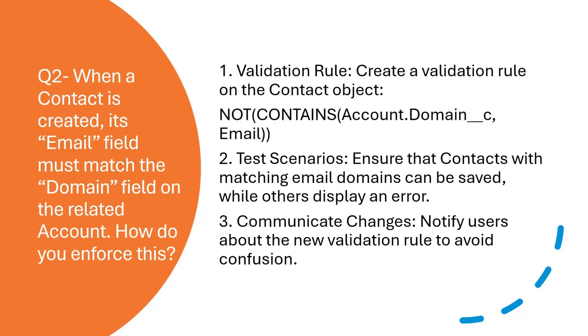Question two, when a contact is created, the email field must match the domain field on the related account. How do you enforce this? In order to meet this requirement, I'll create a validation rule on the contact object. I'll go with the contains function, and I'll provide the domain field that is available on the account object and compare it with the email, followed by the not operator. So basically that will ensure that contacts with matching email domains can be saved while others display an error. Once that is working fine in the sandbox environment, I'll notify users about the new validation rule to avoid any confusion.